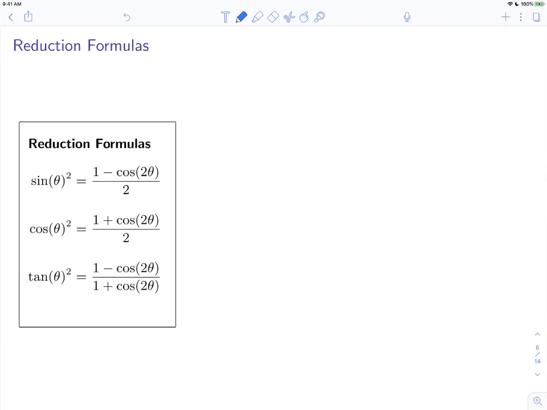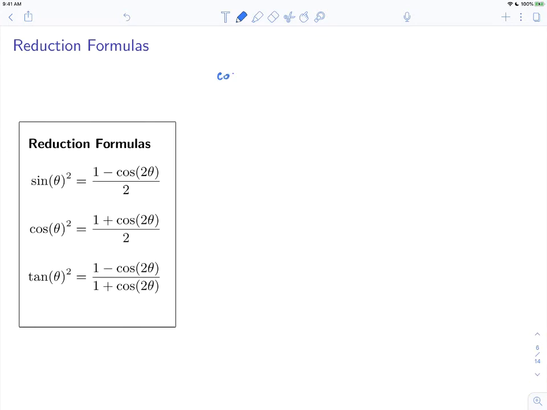Let's talk about the reduction formulas. The reduction formulas tell you how to reduce the exponent on the trigonometric functions. So if you have sine to the 2nd power, you can reduce it to a trigonometric function to the 1st power. Now there are some other terms here as well, as you can see. Now all of these follow immediately from our previous identities. In particular, we want to use our double angle identities for cosine.